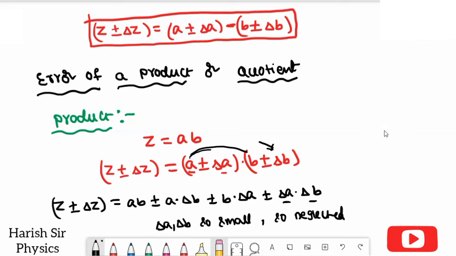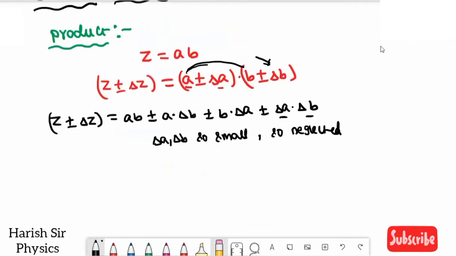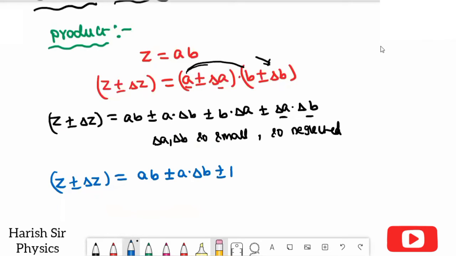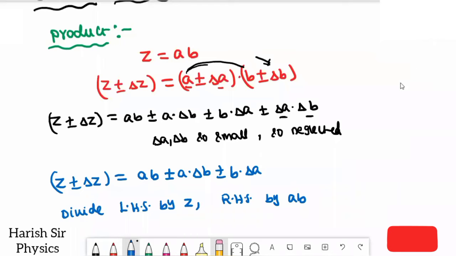So Z plus or minus delta Z is equal to AB plus or minus A into delta B plus or minus B into delta A. Now I'm going to divide the LHS by Z and the RHS by AB.